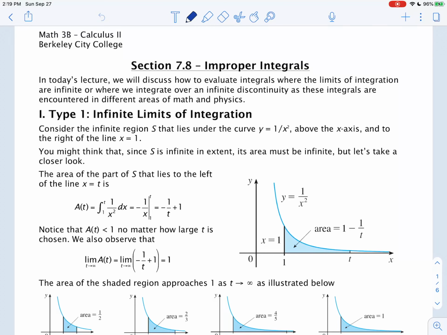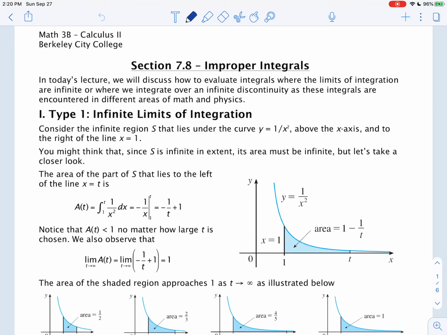Hello again. Here we are with techniques of integration for Calculus 2 course, and today we're going to talk about improper integrals of type 1. So what are improper integrals of type 1? These are the ones where we would have infinite limits of integration.